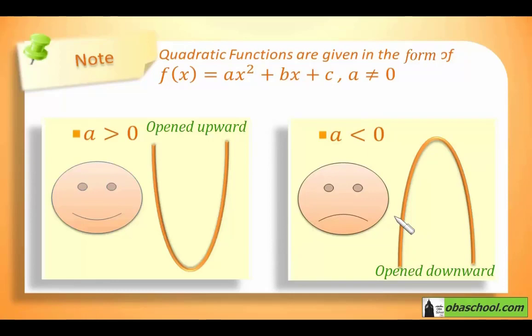It is easy to connect between the shape of the parabola and the smiley faces. When the coefficient of x² is positive, then the shape of the parabola is opened upward. Whereas if the coefficient of x² is negative, the shape of the parabola is opened downward.